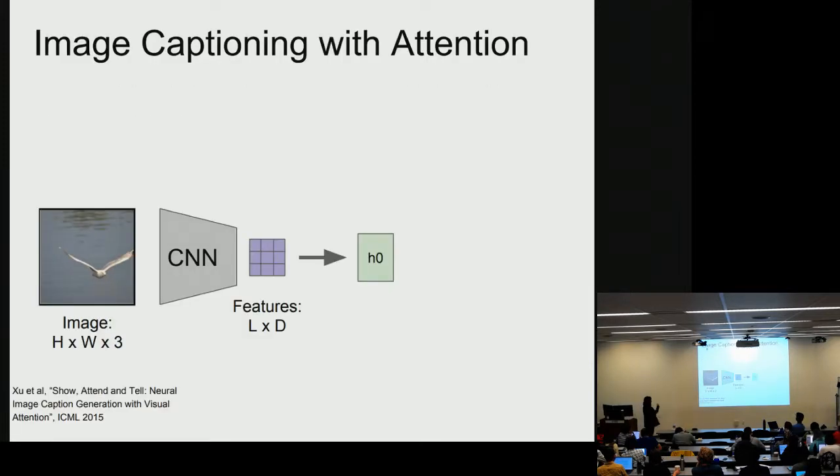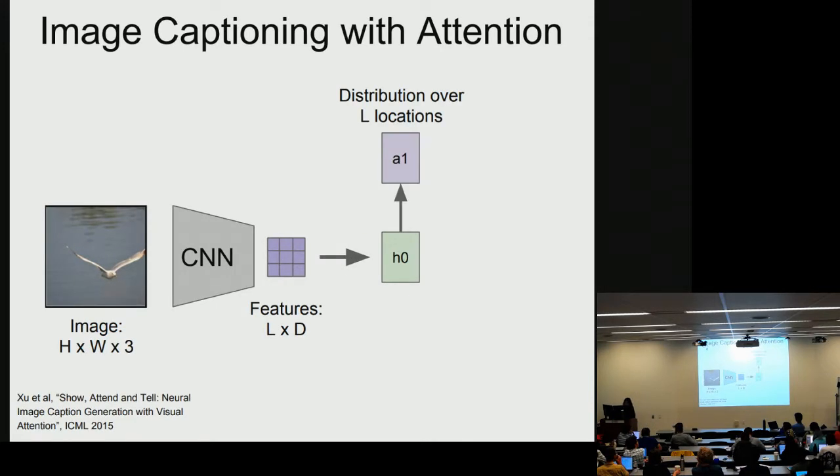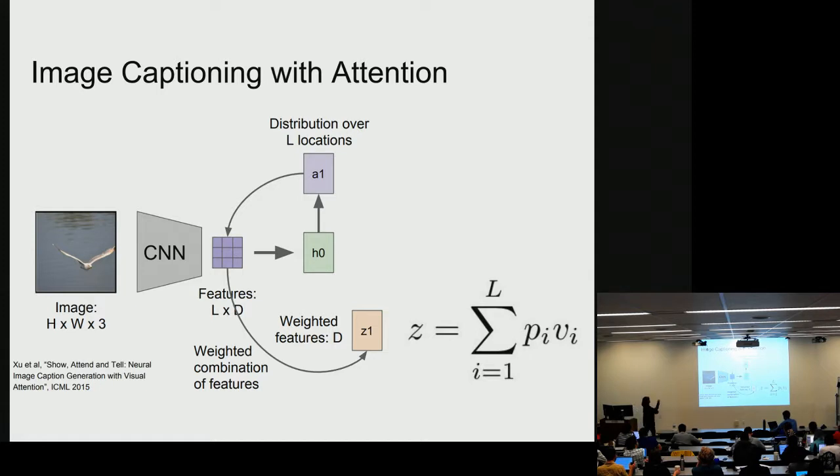So you have an image, height times width times 3. We have the CNN. You produce some features of size L times D, length times depth. Then you have h0, which is the first state. Then you have a distribution over L locations, looking back at the features. And then you produce the weighted features. You put some weight on these features, so that's where attention comes in. You want a weighted combination of features, so that's a sum. It's funny: in computer science any mathematical equation seems very difficult, but for scientists it's like, oh, I get it. You just weigh all the features and sum over them. That's all it really means.